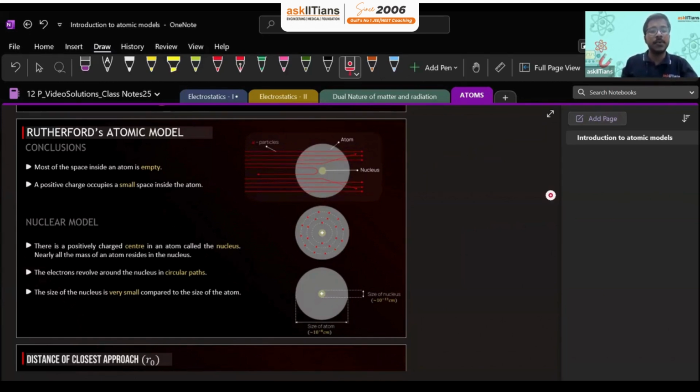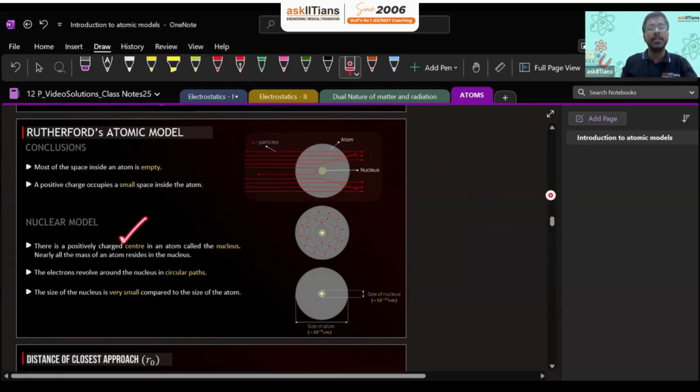And there is a positively charged center in the atom called the nucleus, and nearly all the mass of the atom resides in the nucleus. Okay, nearly all the mass, although there is some electron mass outside the nucleus, but compared to the mass of the nucleus and the neutrons, it's very less, right? So the size of the nucleus is very small compared to the size of the atom, right? And the electrons revolve around the nucleus in a circular path.